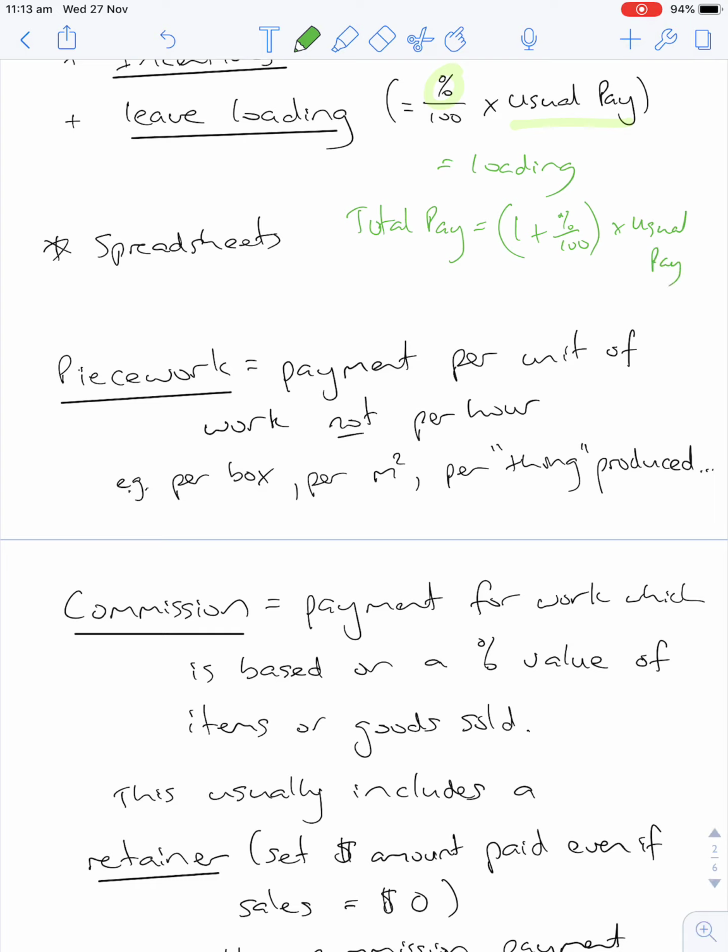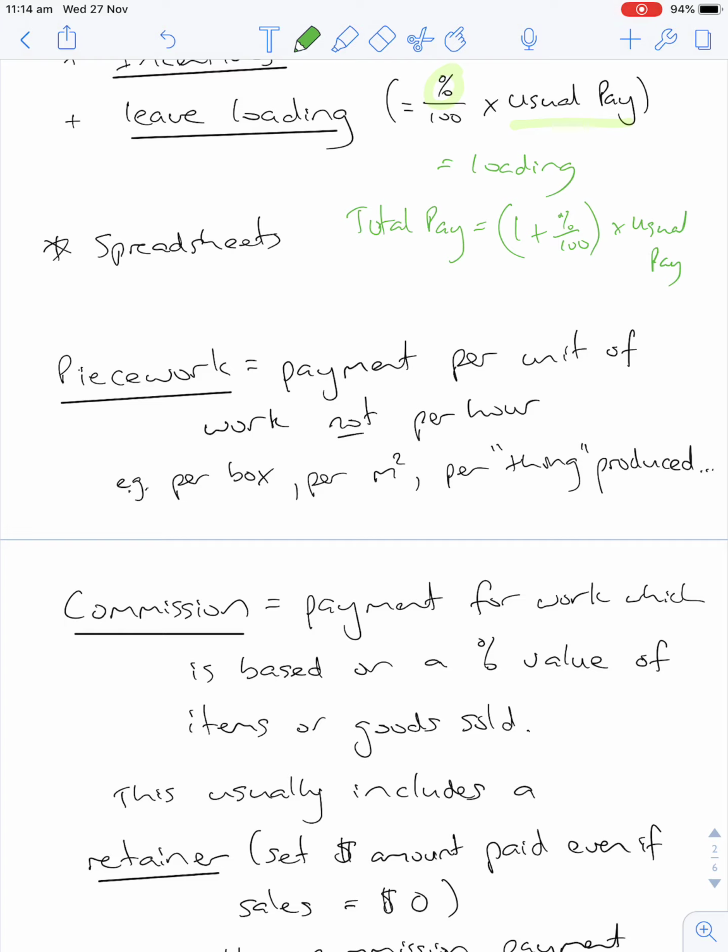Because timesing anything by 1 keeps the original amount, which is what you'd normally get, and then the plus the percentage on 100 bit will increase it to allow for that extra loading that you've been granted for your holidays. And usually that's only going to get paid for your 4 weeks of the year, or whatever your industry standard is for your holidays.